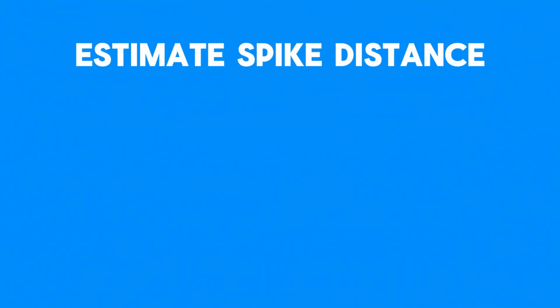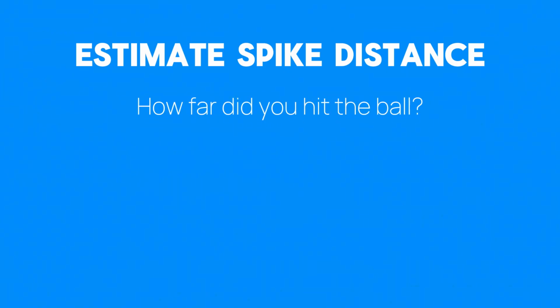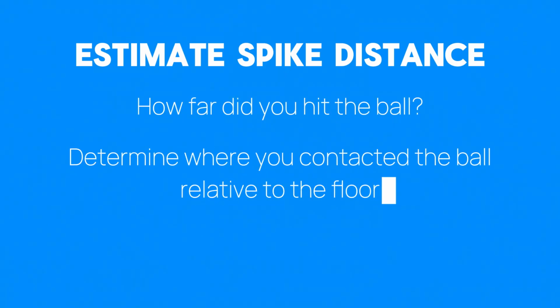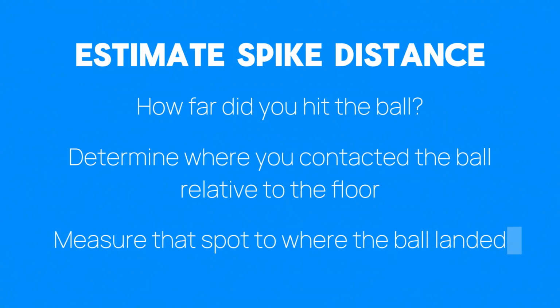Now, once you're done with your spikes, you've recorded it and you found your best spike, we're going to use that to get your spike speed. The first thing that you want to get is how far your spike traveled. The way that you do that is you get an estimate of where you actually contacted that ball in the air in relation to the floor.